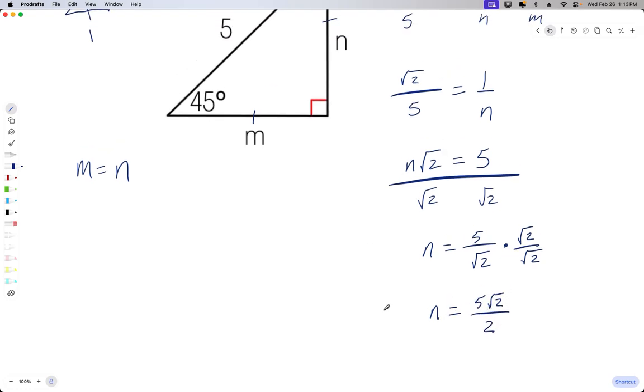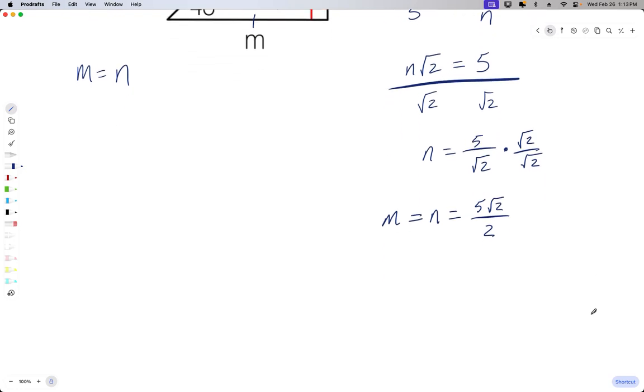And since m is also equal to that, we just put that out there also. This would go in both blanks: 5 times square root of 2 over 2, the answer for both m and n. Let's look at the next one.